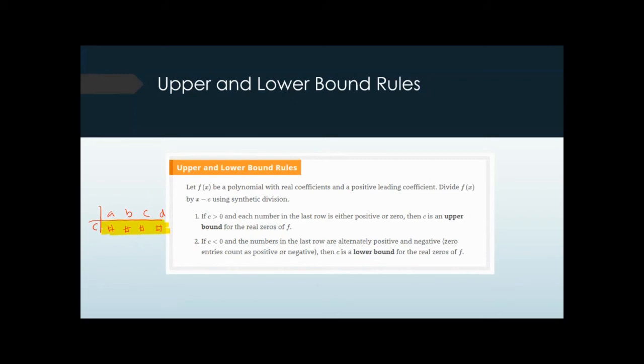If C is negative and they alternate sign, and zeros can count as either sign, then that says that there's no zero that's smaller than that one. So if I was trying -2 and the signs alternated, then I don't need to check -4 and -8 because there's not going to be anything smaller. So this is just another way to narrow your choices when you're trying to factor.